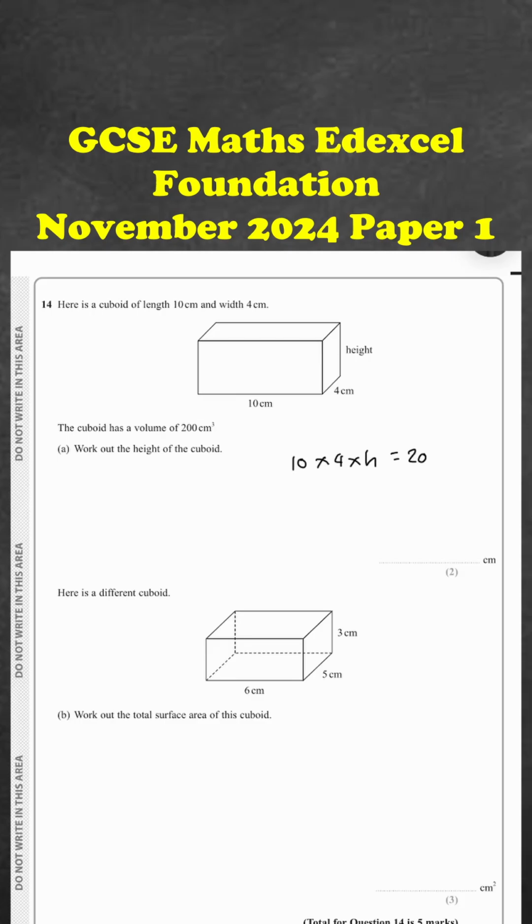We know that's 200. So 10 times 4 is 40. So 40 times height equals 200. 200 divided by 40 then is just 5. And that will be our height.